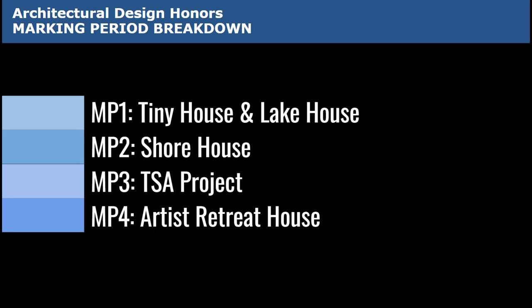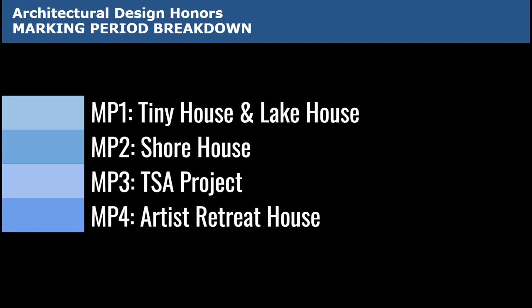We break down the class by marking periods. So in marking period 1, we start with a quick project. We call it a tiny house project, where you're going to recreate a house step by step, and then you can make some changes to it once you get to the finished point. That's like the first week, first 2 weeks to get you back out of the summer mode and into working again. Then we start the lake house project, which is the remainder of the marking period.